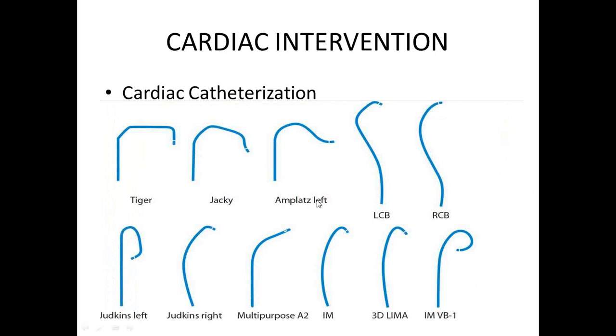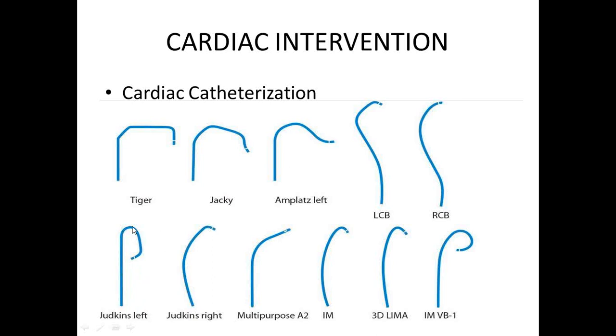Okay, the common ones that we use are Judkins. We use Judkins left and Judkins right, and the curvature is the important thing. So your Judkins right looks like this. When we're going to cannulate the right coronary artery, we use the Judkins right. The curve is such that it allows relatively easy cannulation of the right coronary artery.